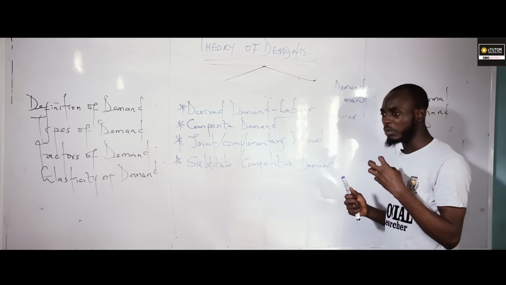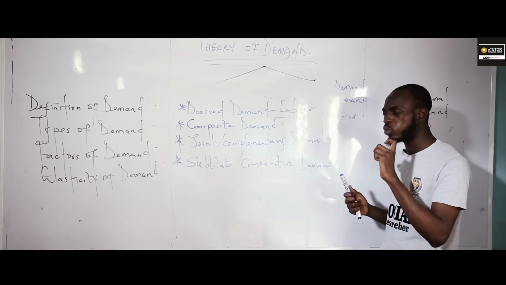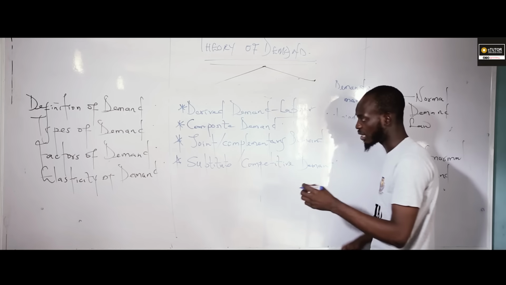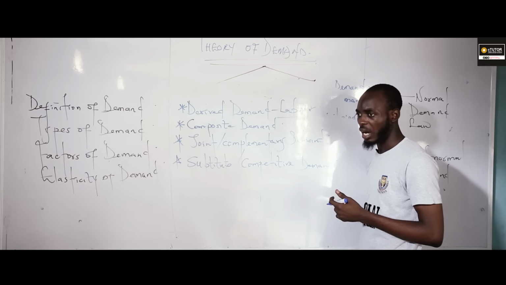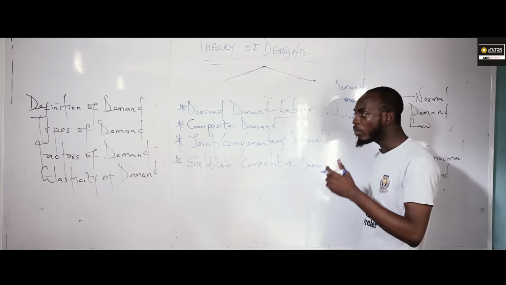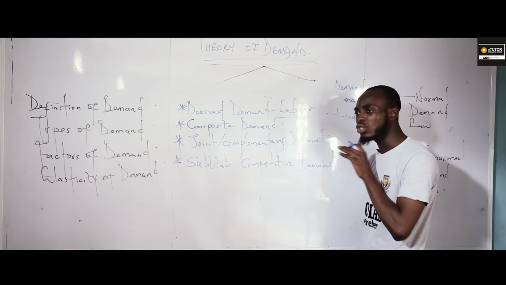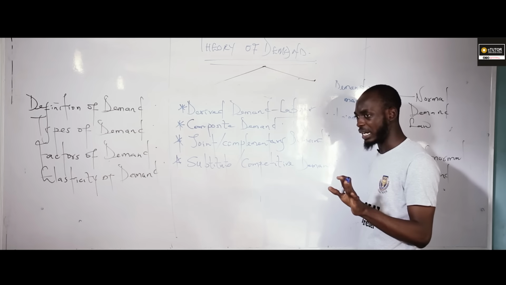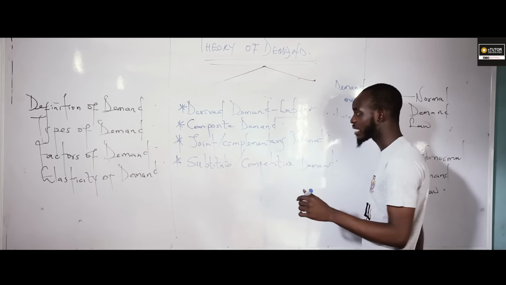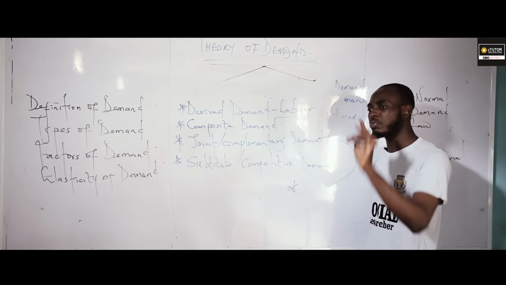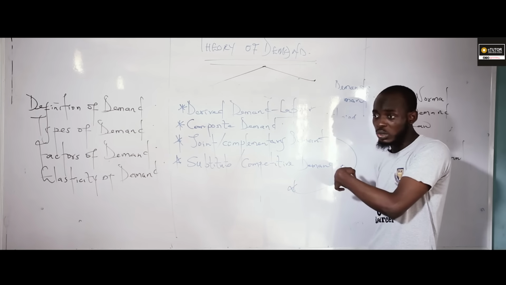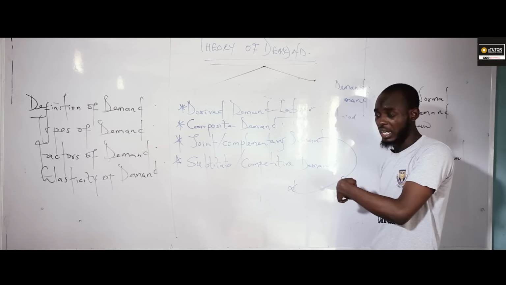Now, joint or complementary demand is a type of demand in which the commodity cannot be used without one another. Do you understand? Or in another case, we can say an increase in price of one will reduce the demand of another.